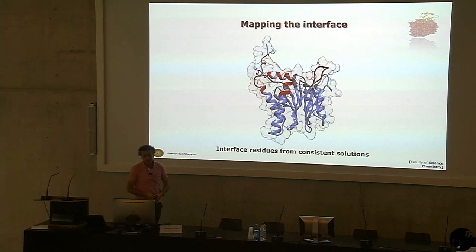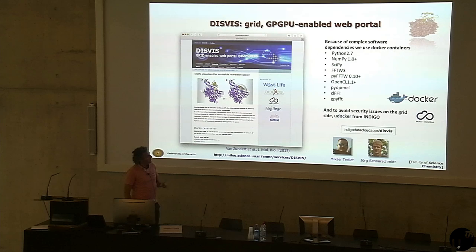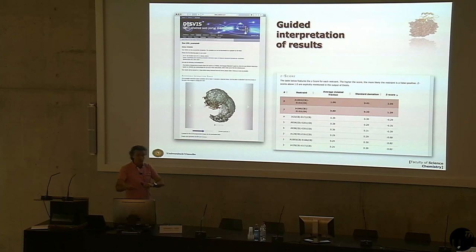Now this is available as a web portal. It's making use of GPGPU computing for speeding up the search. And the portal is giving you a guided interpretation of the results where we are flagging the possible false positive restraints, color coding them based on some Z-score calculation, and you get this view of the accessible space as a function of the number of restraints. So these are pre-calculated views, not interactive views, but you can get an idea before you use those data for any modeling: are the data consistent, at least?